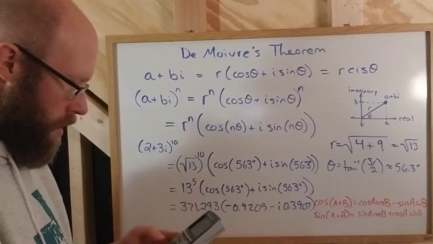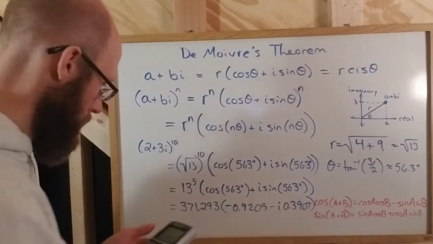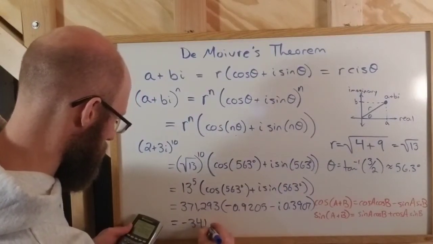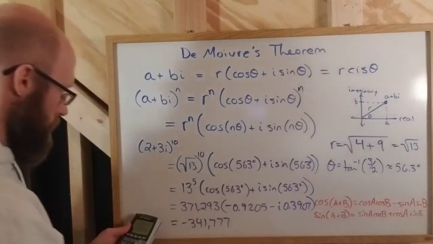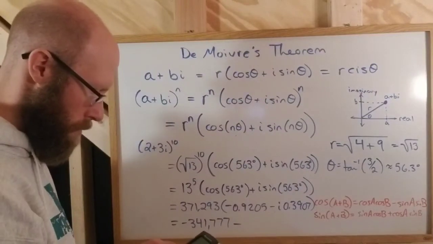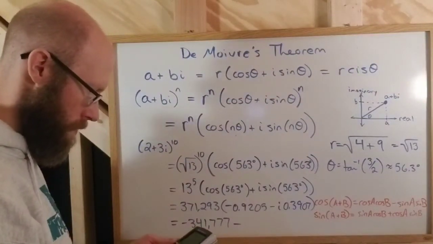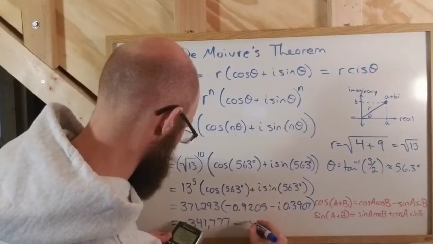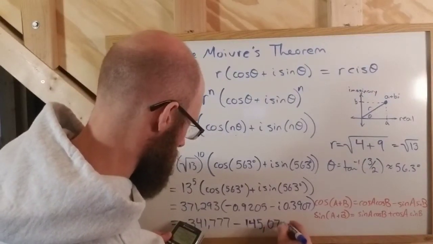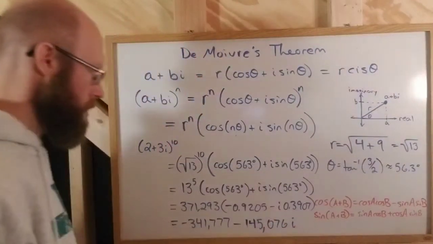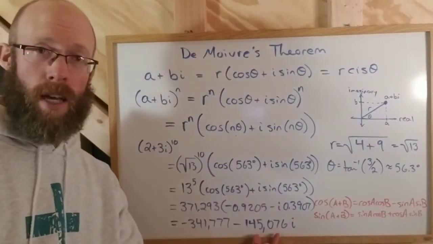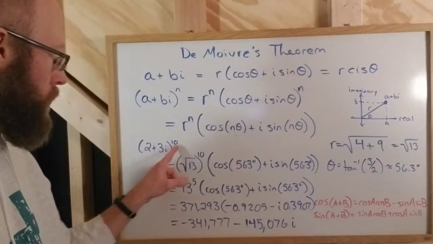371,293 times the cosine of 563, I'm going to get negative 341,777 with some decimals. I'm rounding it off. Minus, I'll do the same thing, but I'll put the sign in there. Looks like 145,076 roughly times i. Okay, again, I'm rounding to the nearest whole number on those. All right, and so these are the values you would get if you were to take 2 plus 3i, raise it to the 10th power.